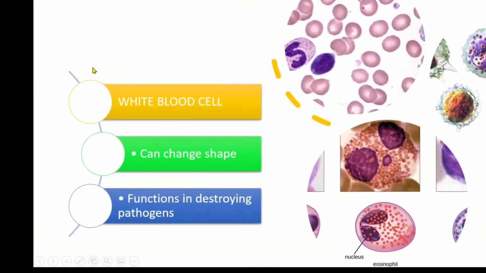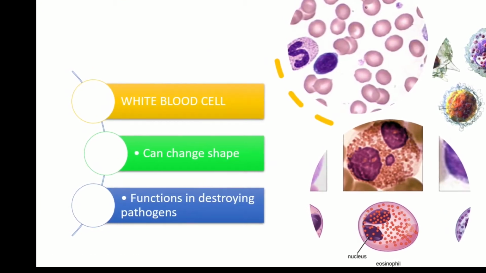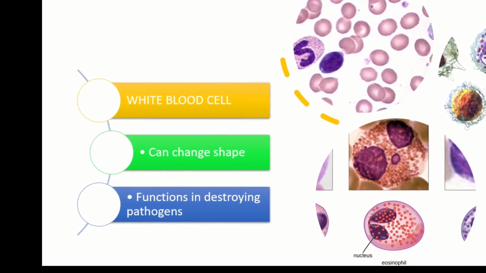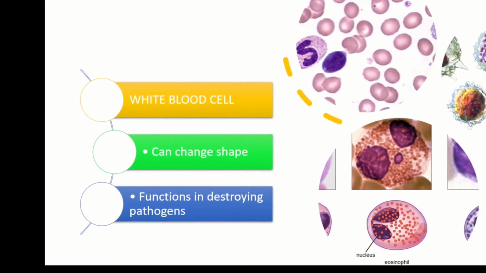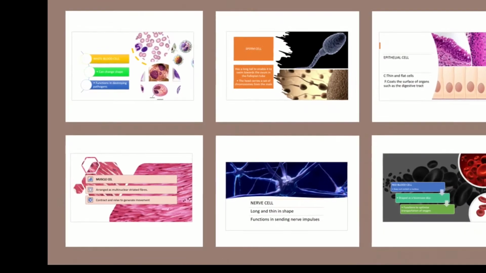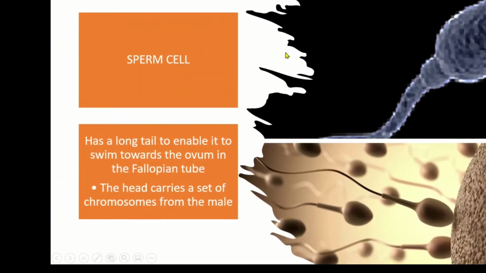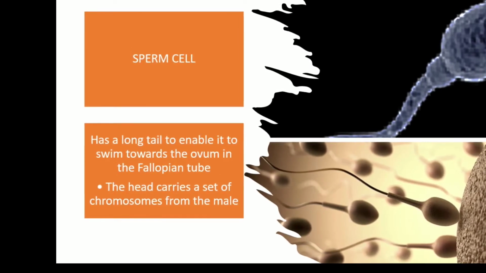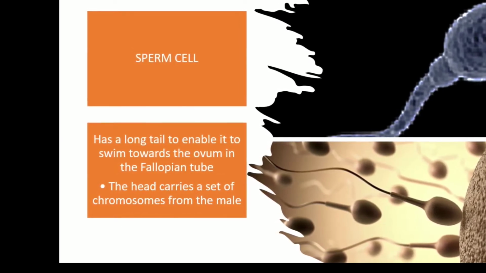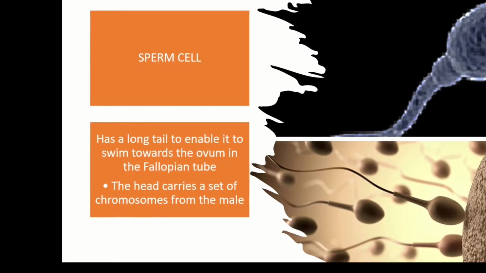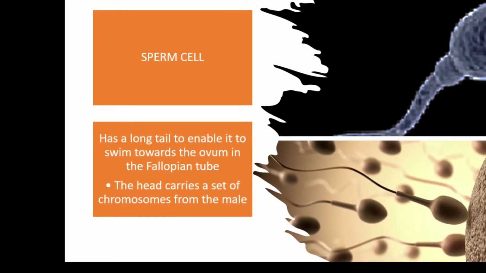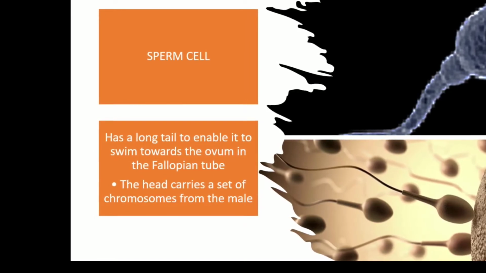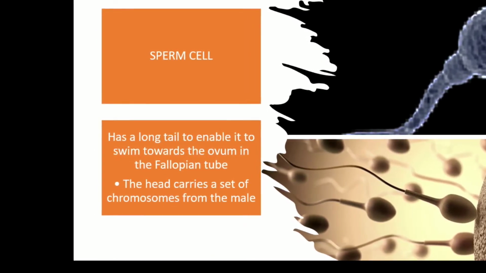The white blood cell can change its shape, and its function is destroying pathogens or bacteria. Next one is the sperm cell. The characteristic of the sperm cell is that it has a long tail, and the function is to enable the sperm to swim towards the ovum in the fallopian tube. The head of the sperm cell carries a set of chromosomes from the male.